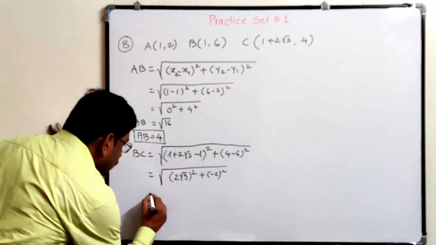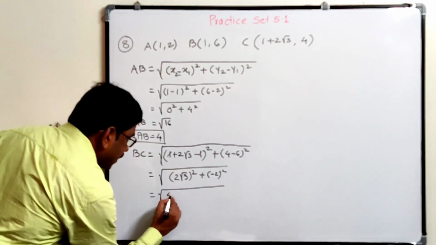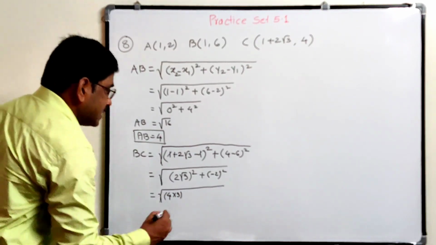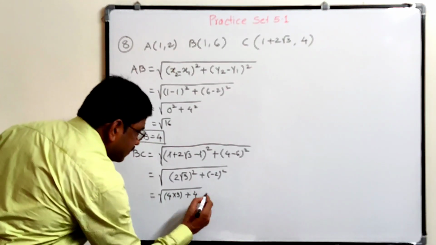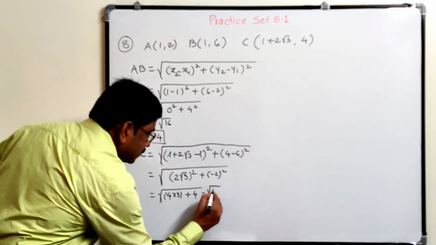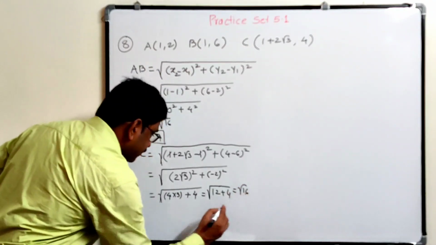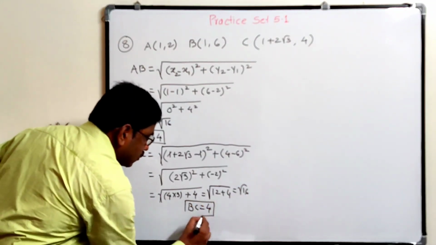So 2 root 3, how to write the square? 2 square is 4 into root 3 square is 3. 4 3s are 12, plus minus 2 square is 4. So we get 4 3s are 12 plus 4 is equal to root 16. That means BC is again 4. Square root of 16 is 4.